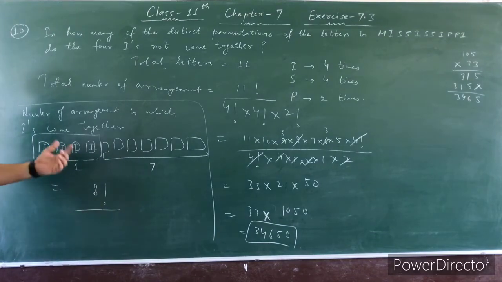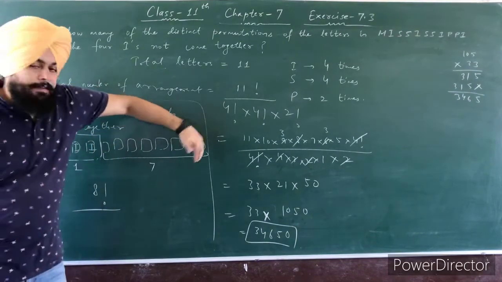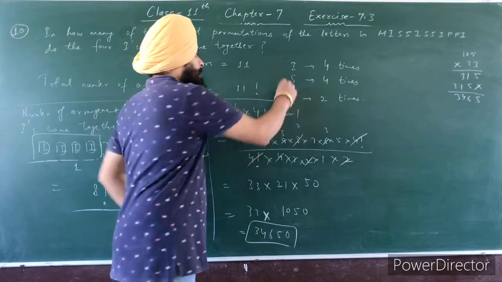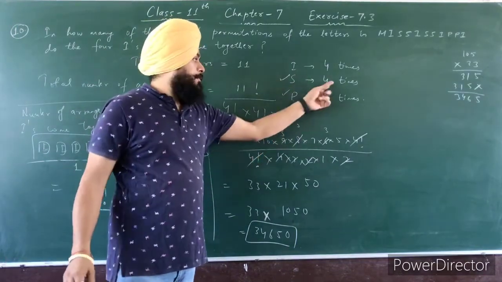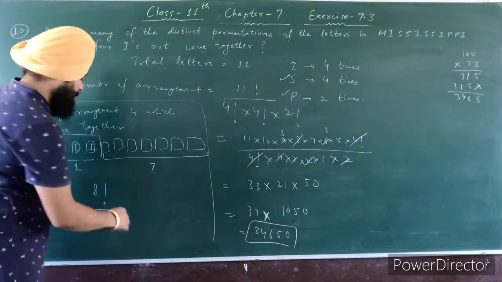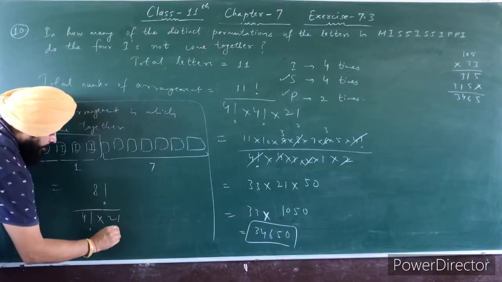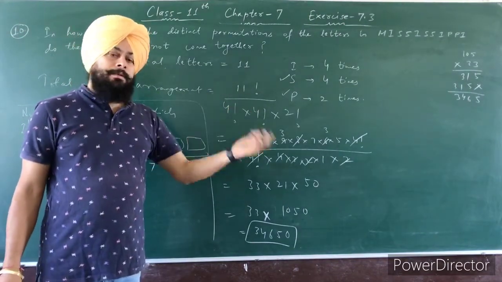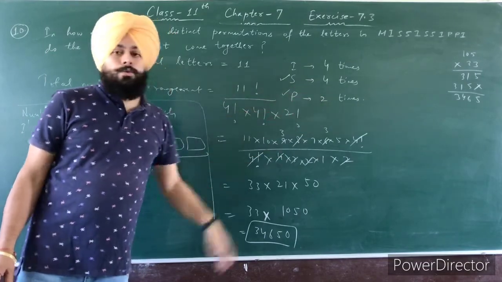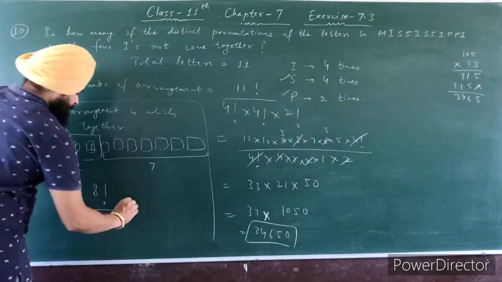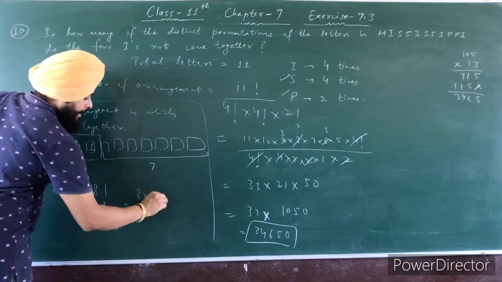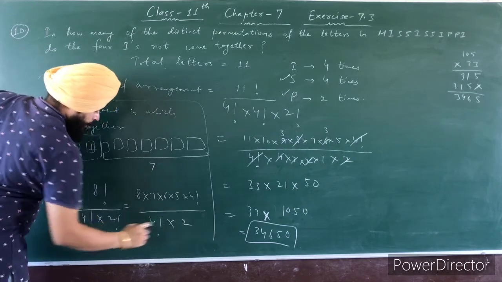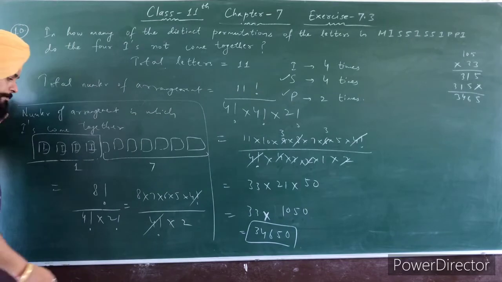Divided by what? Leave this one, and in the remaining 7 objects check which letters repeat. In these 7, S repeats 4 times and P repeats 2 times, so you will write here 4 factorial and 2 factorial. Same like this one, from the total value you have to divide by 4 factorial and 2 factorial. Now 8 factorial is written as 8 7 6 5 4 divided by 4 factorial and 2 factorial is 2. Now this 4 factorial cancels.